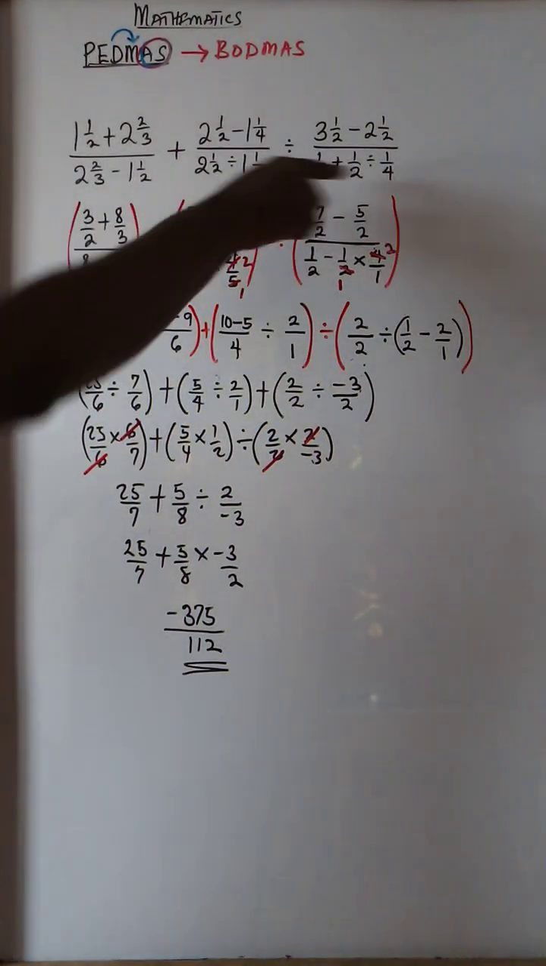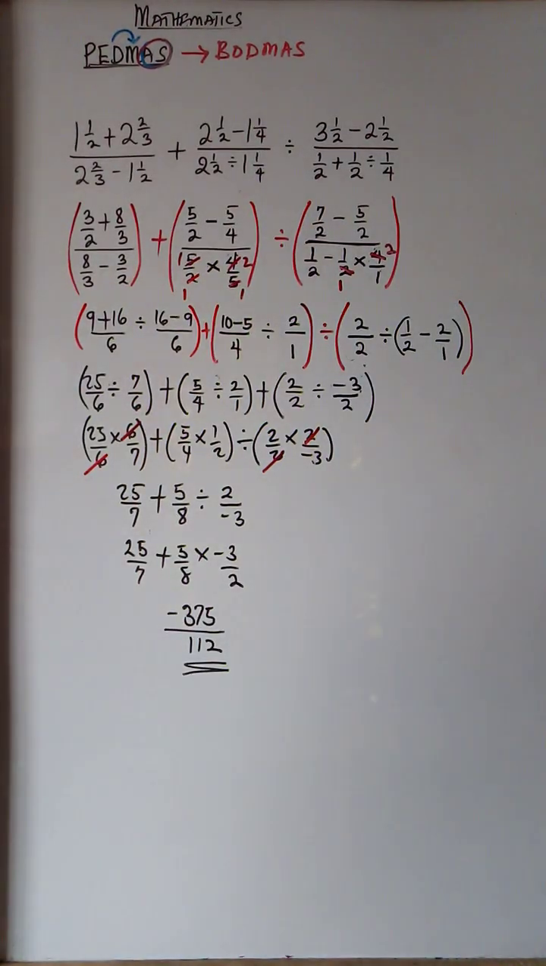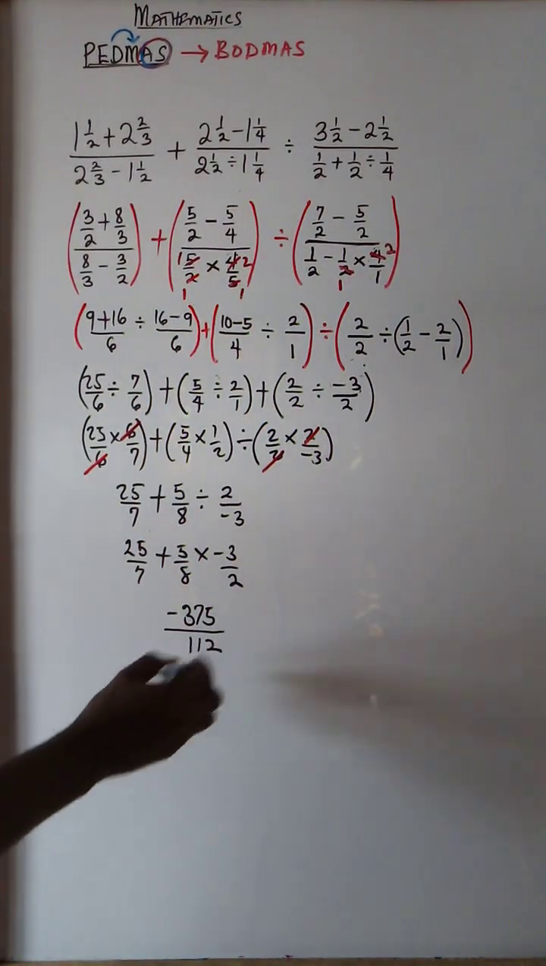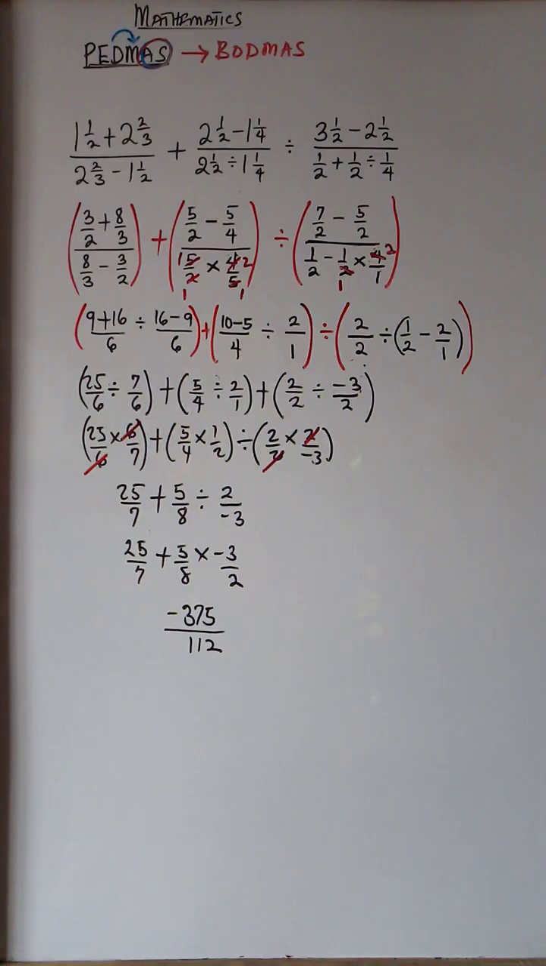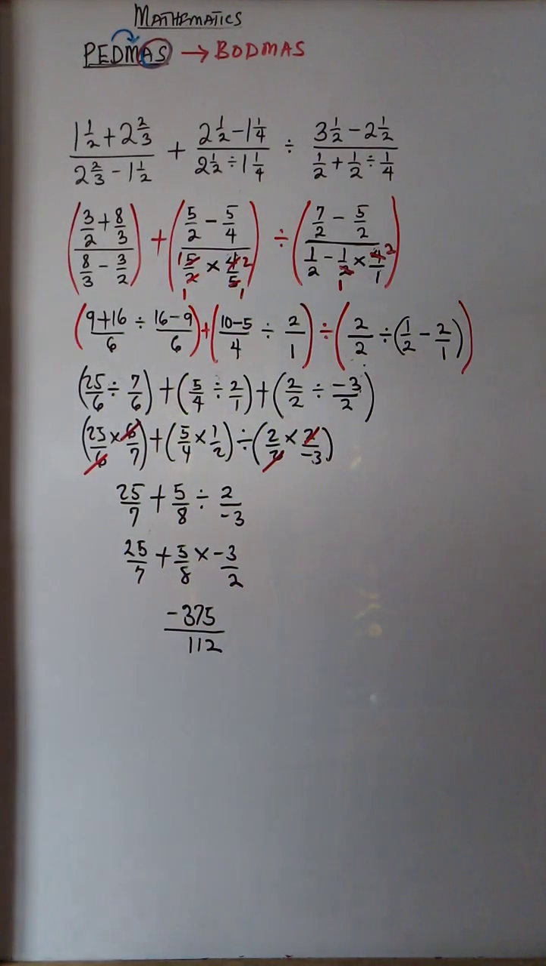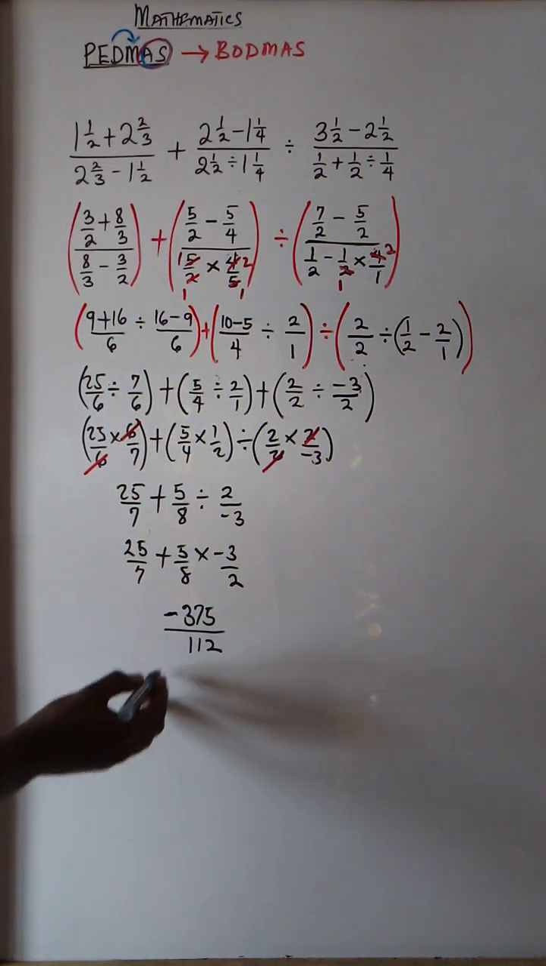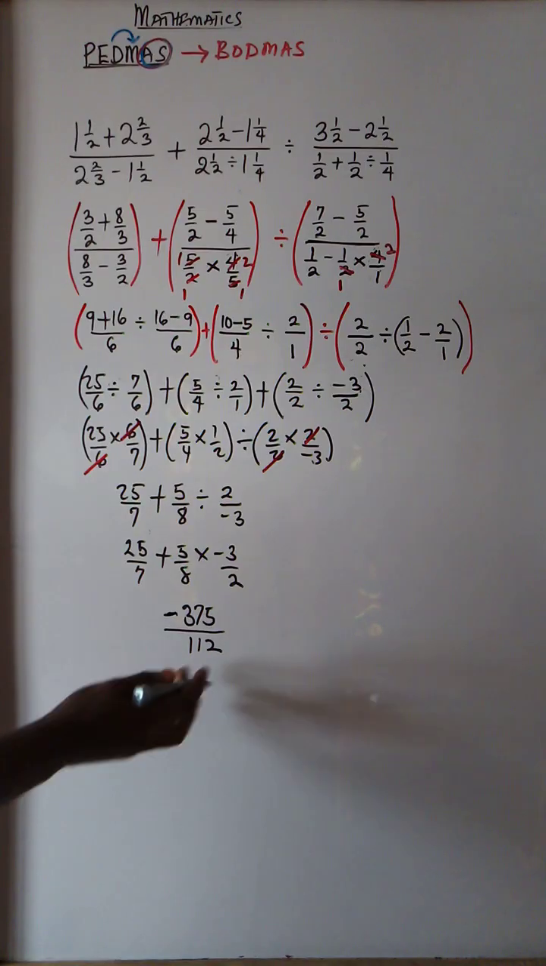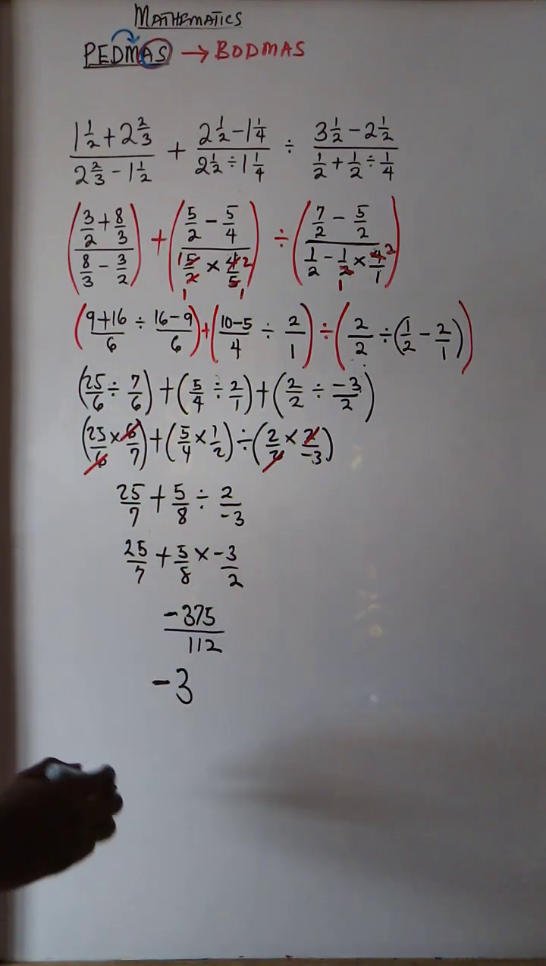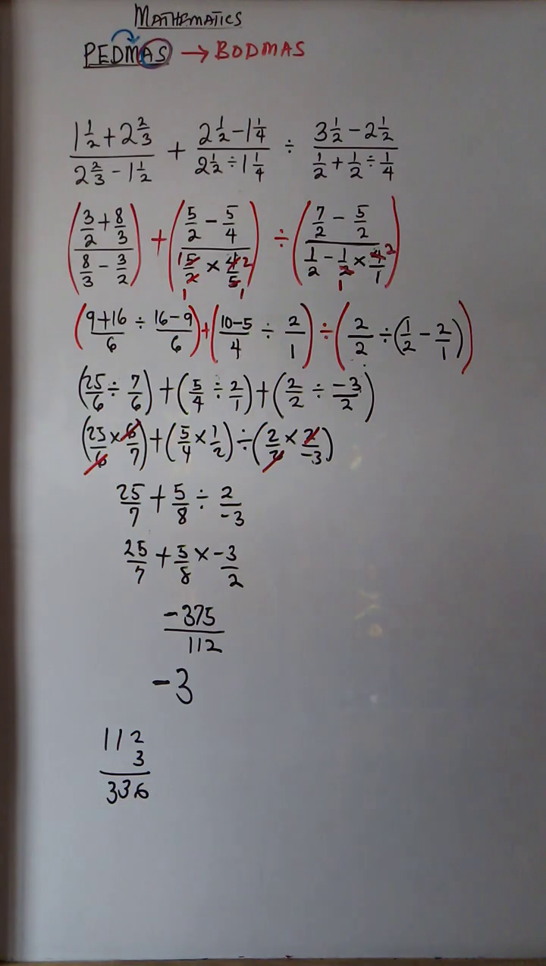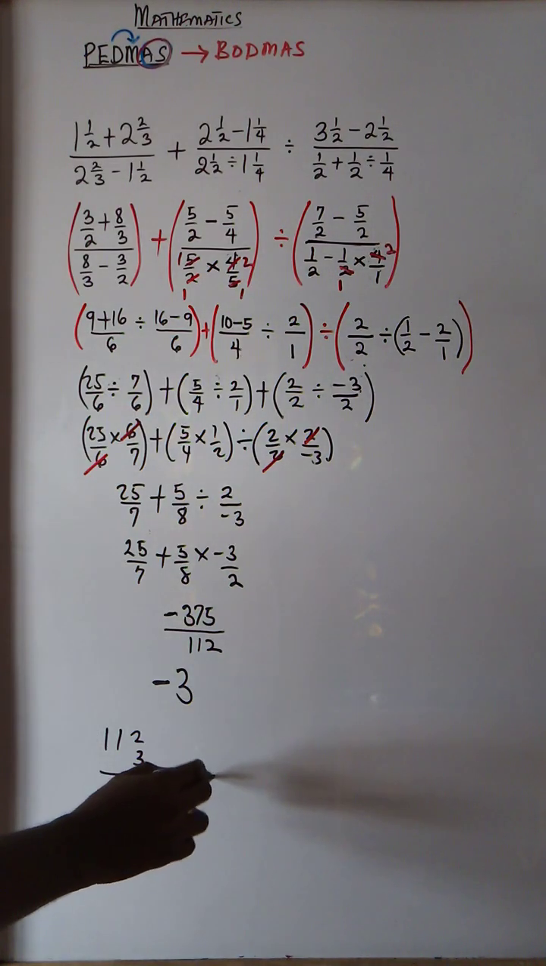So see how scary the question is, see this answer. But we can still express this as a mixed fraction, and we've done that before. So 112 can go into 375 3 times. Let's put this minus out first. Because if we do 112 times 3, let's see what we're going to get. So that's 336. So if you now remove 336 from 375, we'll get the remainder.